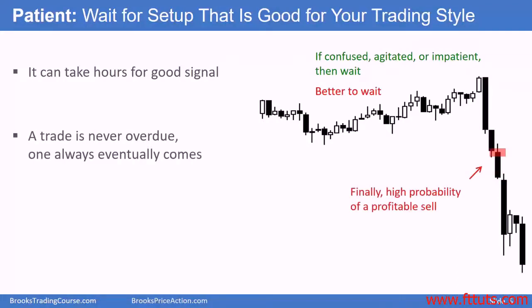A trade is never overdue, but one always eventually comes. If you are a high probability trader, then you wait for a high probability trade. These are not high probability trades. These are risk reward trades. Small risk, big reward, but low probability. If you prefer high probability, you wait for a big breakout and good follow through. As soon as that bar closes, sell the market. You get filled right here.